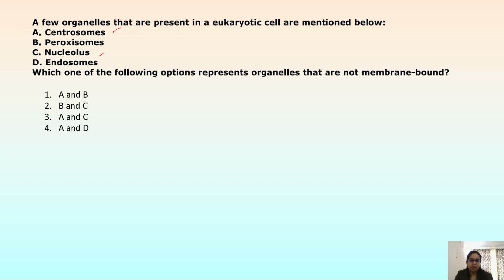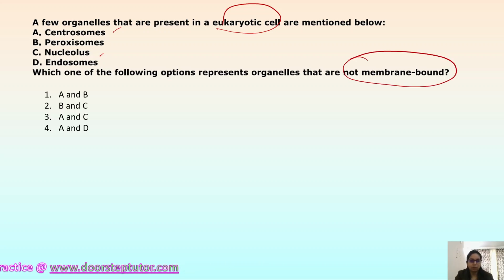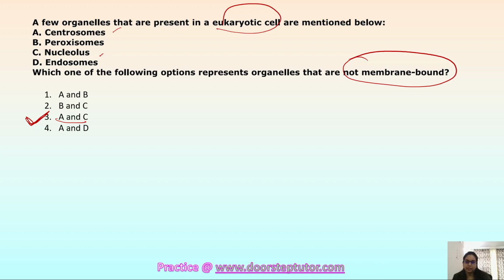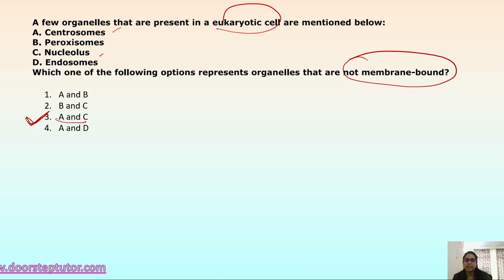So these are the two organelles present in the eukaryotic cell that are not membrane bound. Let's see where the option is given: the A and the C. So the third option is correct. We know that the nucleolus is basically involved in the synthesis of ribosomal RNA, and it is not surrounded by any membrane. And the centrosome plays a role in organizing the microtubules during cell division, and it is also non-membranous.